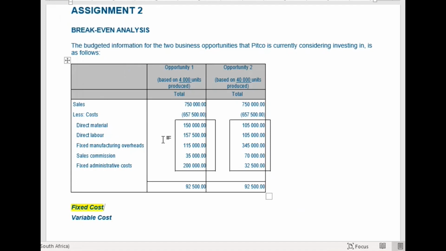Why not? Okay, so here we have fixed manufacturing overheads. It's a fixed cost. Okay, here we have fixed admin cost. It's a fixed cost.